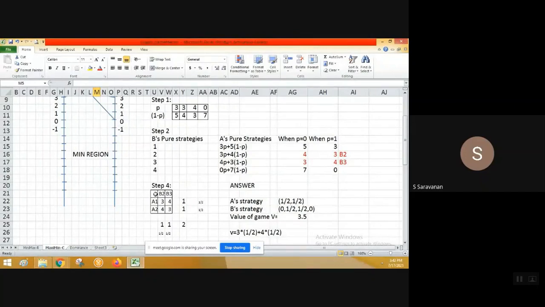For B, you can see here B1 and B4, right? I have not used them. So B1 and B4 is 0. So B2 and B3 is 1 by 2 and 1 by 2. So the answer, as you said, 3.4 or 3.5. So this also mathematically you can prove. 3 multiplied by 1 by 2 plus 4 multiplied by 1 by 2. So you will get the answer 3.5.